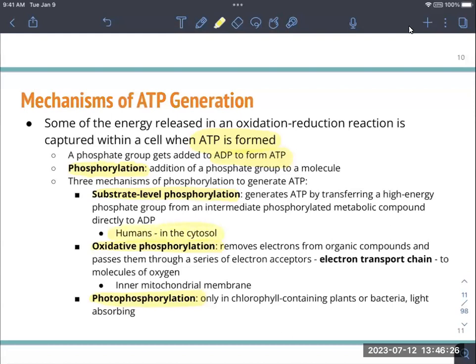Oxidative phosphorylation removes electrons. When we remove a series of electrons, they get attached to these electron acceptors. This is during this electron transport chain, which is part of the step in this energy or ATP generation, of many ATP generation. This is done in the presence of oxygen. This is part of the Krebs cycle, and, well, the electron transport chain specifically is in that mitochondrial membrane. Then that photophosphorylation is in plants and bacteria only where they can absorb light.